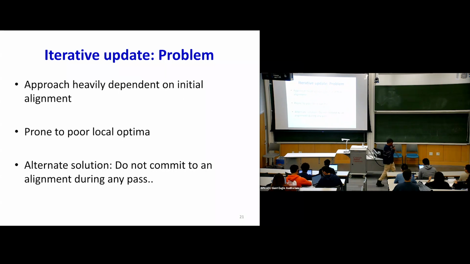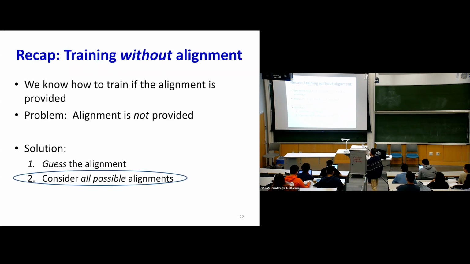The problem with this approach we saw is that it's heavily dependent on the initial alignment of the initial model. It can take you to bad places. So you may end up misaligning everything, learn a model that's sort of tuned to that misalignment and stay there forever. And so the alternate is, don't commit to an alignment during any pass, average over all alignments. And how do we average over all alignments? We're going to consider every possible alignment, but each alignment is going to be weighted with the probability of that alignment as computed using the current model.